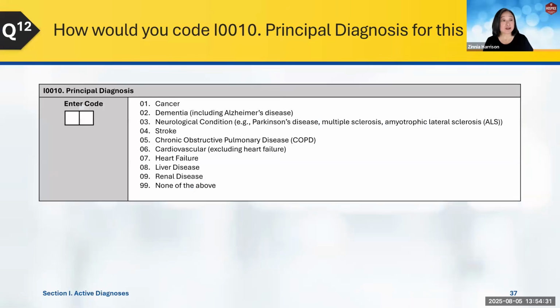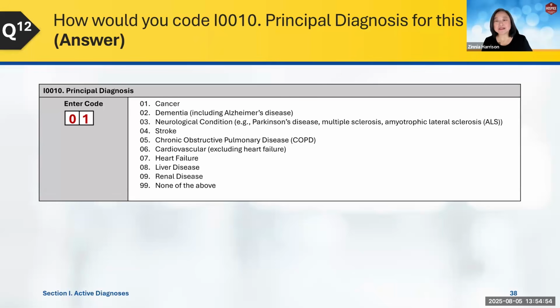Let's go to the next slide and launch the poll. How would you code principal diagnosis for this patient? Pretty easy one. Looks like everyone pretty much got it right. The correct response is code 01, cancer. It is clear from the medical records that the terminal diagnosis is ovarian cancer because it most contributes to the patient's life expectancy of 6 months or less.